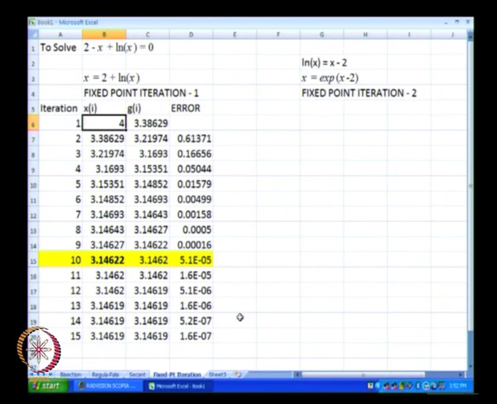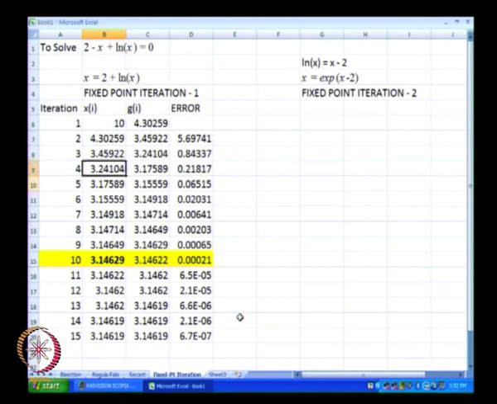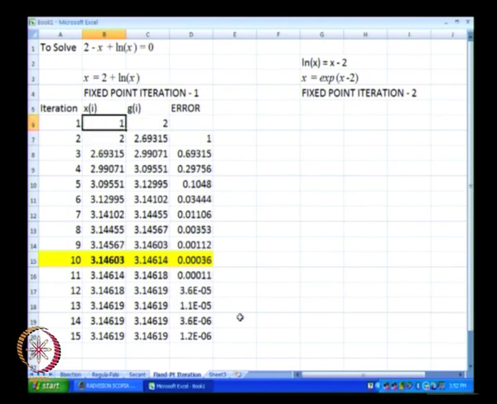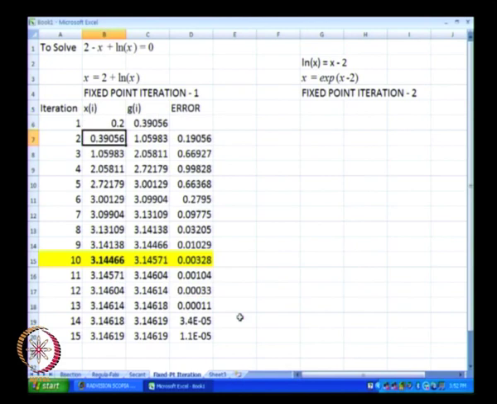Now let us look at what happens if we start with a very large value, 10. If we start with a very large value for fixed point iteration, we are able to again converge to that same solution, 3.1462. Let us say we start with a value of 2. Again we find that we have reached 3.146. What happens when we start with a value of 1? Again we reach the same value, 3.146. And what happens if we start with a value of 0.2? Again we are reaching 3.146.